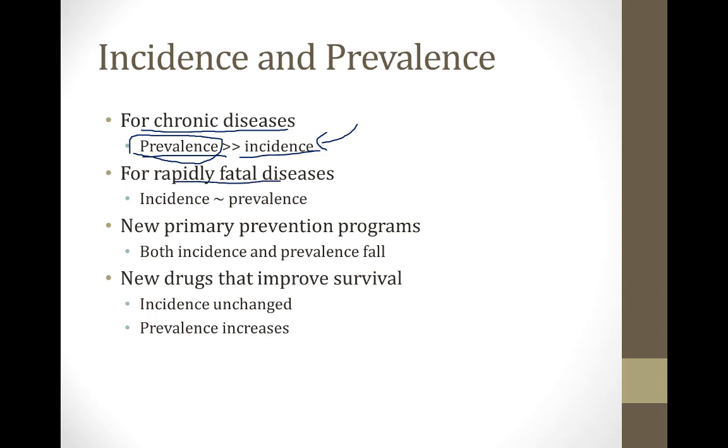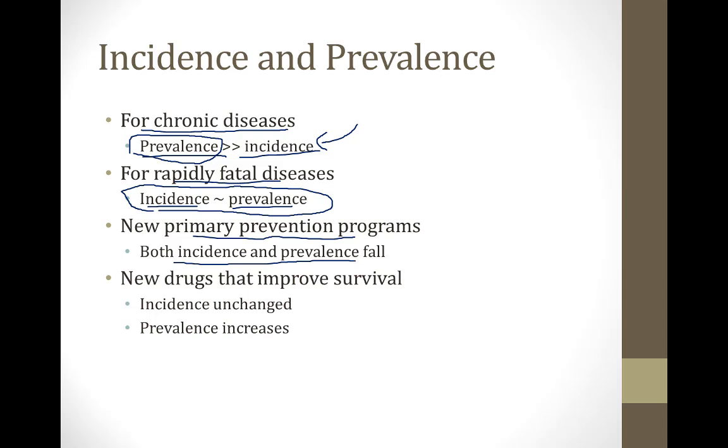For rapidly fatal diseases, the incidence and the prevalence are often almost equal. Think of Ebola in Western Africa. People tend to develop this infection and die very quickly, so the number of people who have the condition is very close to the number of new cases diagnosed over a period of time. When a new primary prevention program is created, both the incidence and prevalence will fall. So imagine if we successfully implemented a smoking cessation program in New York City. This would lead to a drop in the incidence of new diagnoses of lung cancer, and then over time, it would also lead to a drop in the prevalence.